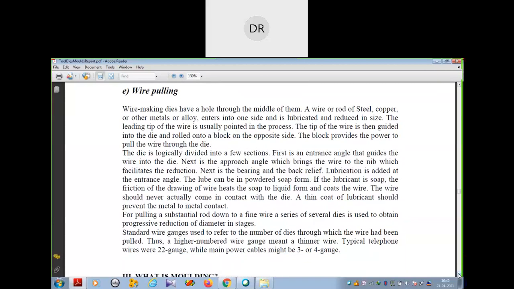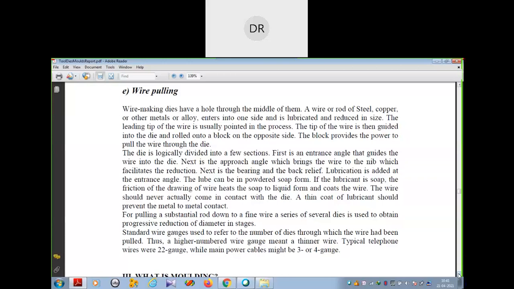This die is logically divided into a few sections. The first section is the entrance angle, which guides the wire into the die. Next is the approach angle, which brings the wire to the nib, which facilitates the reduction, that means reducing the size. Next are the bearing and the back relief. Lubrication is added at the entrance angle. The lube can be in powder soap form. If the lubricant is soap, the friction of drawing the wire heats the soap to liquid form and coats the wire. The wire should never actually come in contact with the die. A thin coat of lubricant should prevent metal to metal contact.